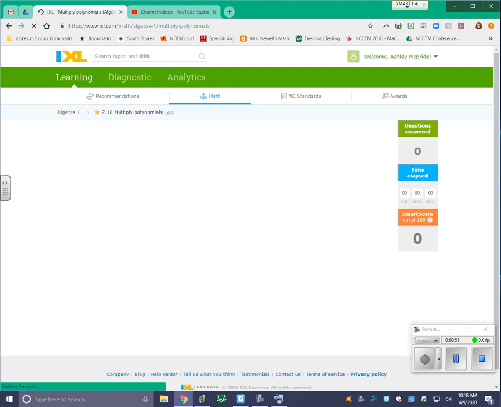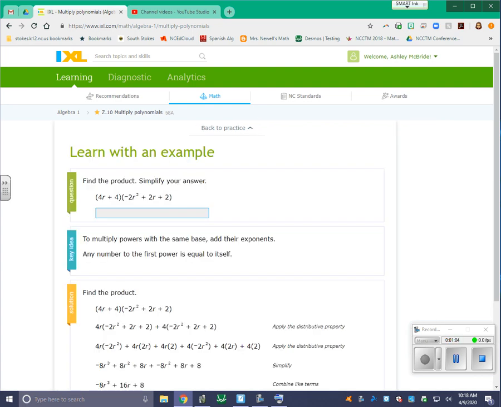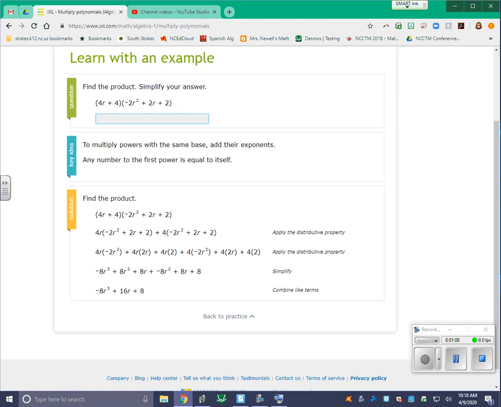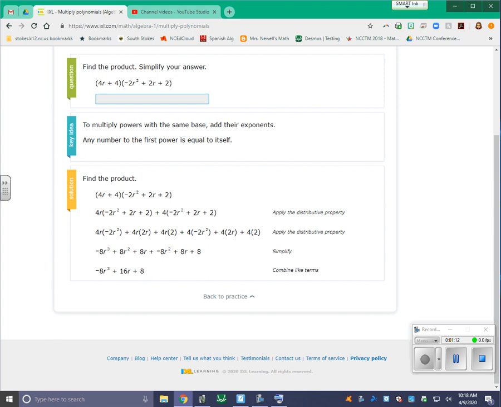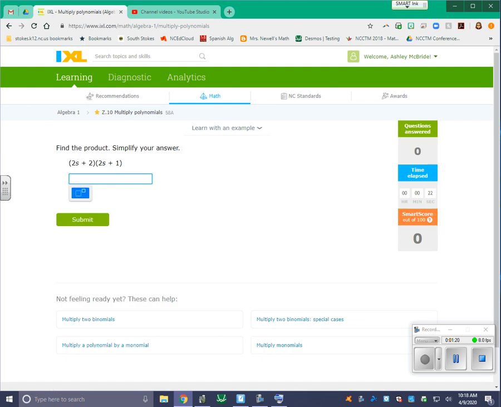Just going to bring us to the skill. At any point in time, you can click Learn with an Example, and it's going to walk you through how to do it. Now, they do it a little bit different than we do. We multiply, we distribute, we lobster. They're still getting the same answer, so how I do it might help you more. You also have all your notes, because we've done this. You did this in Math 1.